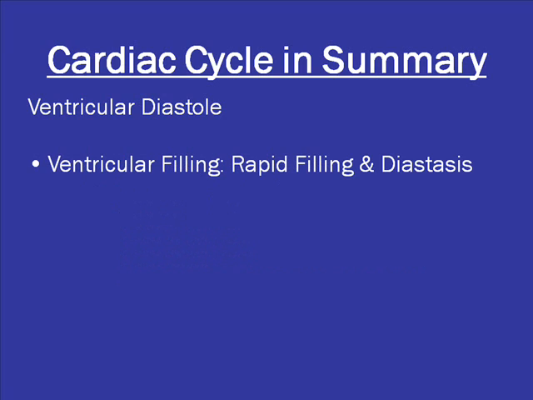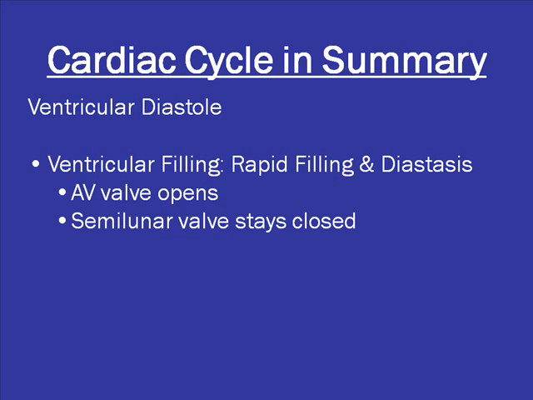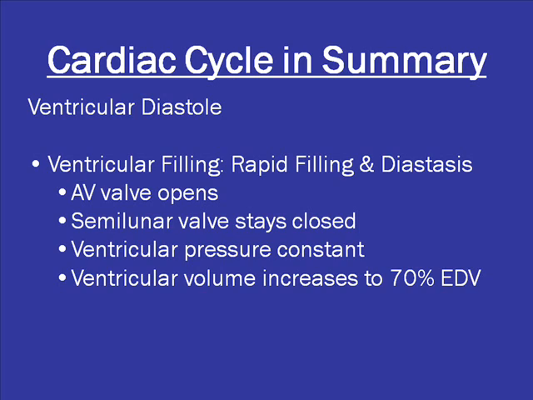That leads to ventricular filling, beginning first with rapid filling and diastasis, in which the AV valve opens when ventricular pressure drops below atrial pressure. The semilunar valve stays closed because ventricular pressure is less than in the aorta. Ventricular pressure remains relatively constant because as blood moves in, the volume is increasing as the ventricle expands, but ventricular volume in terms of blood increases to approximately 70% of end diastolic volume due to the passive movement of blood from high to low pressure from the atrium to the ventricle.